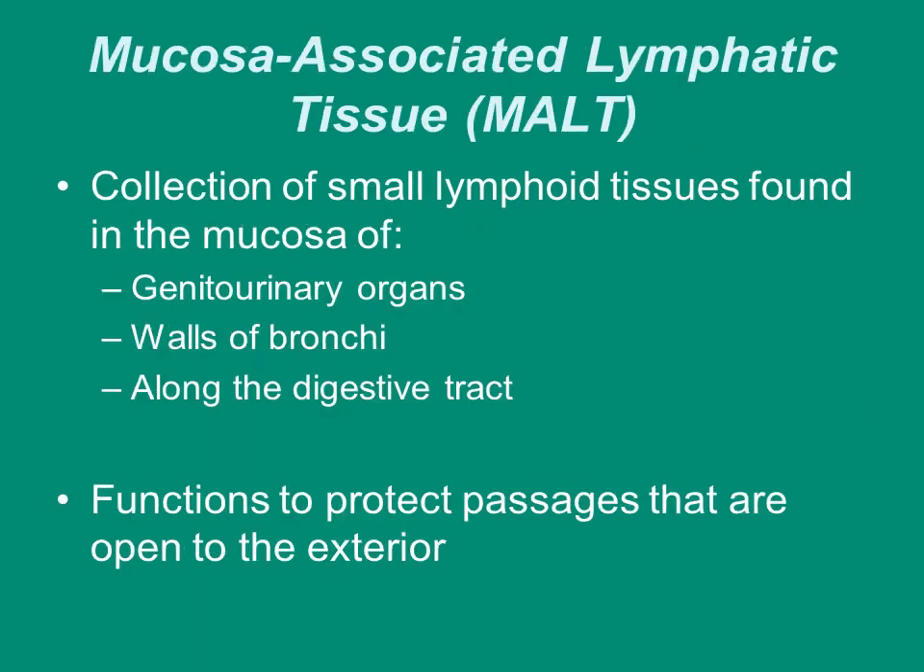The MALT, or mucosa-associated lymphatic tissue, are small areas of lymphoid tissue found in the mucosa areas of the genitourinary organs, along the walls of the bronchi, and also along the digestive tract. Once again, this is trying to help protect areas where you have openings to the exterior, and you don't want something to penetrate into the body.